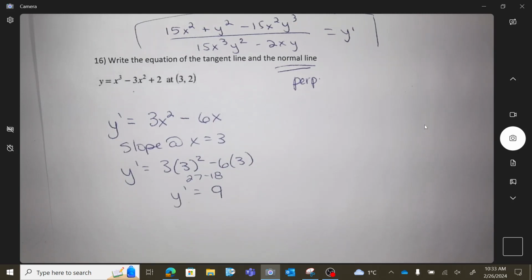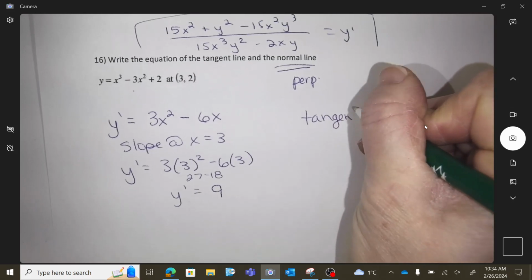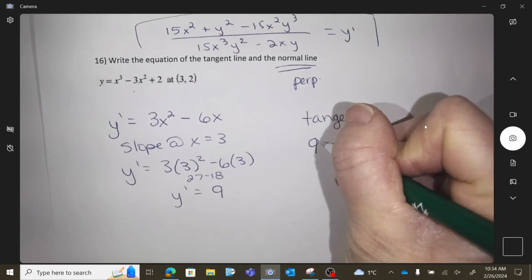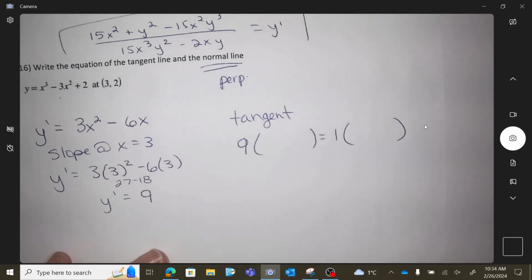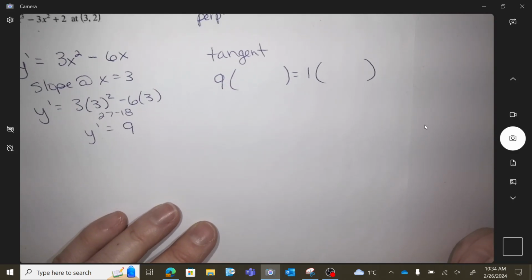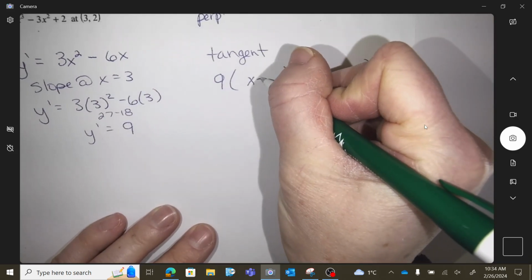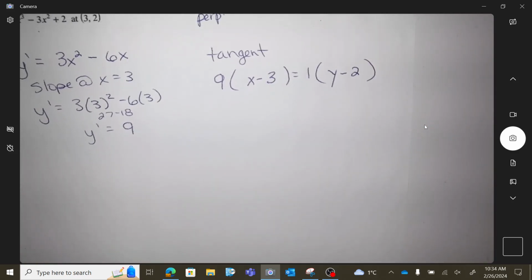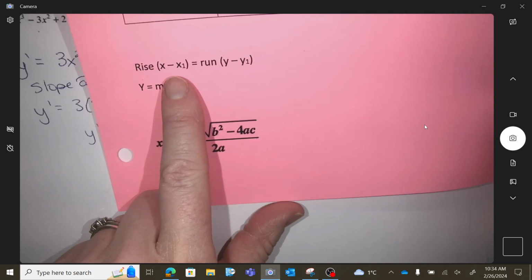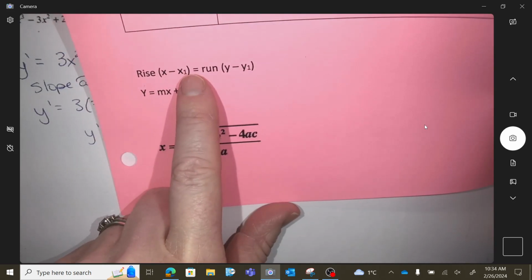Did I do my Monday mental math right? Okay, so now my tangent line is going to have a slope of 9/1. And it goes through the coordinate 3, 2. And you will have this available on your test. This is all I was doing. Rise, run, plug in the coordinate.